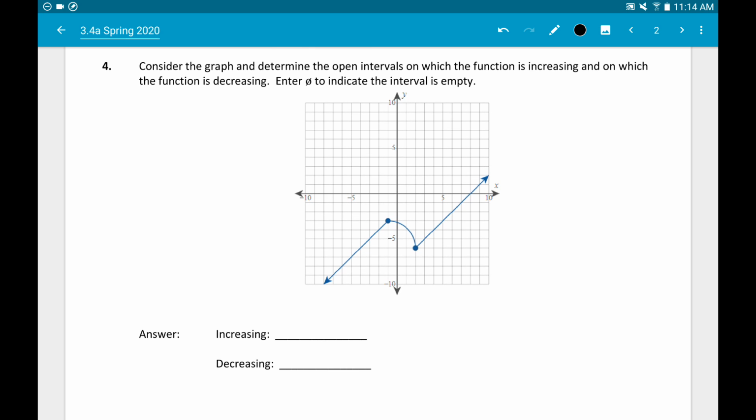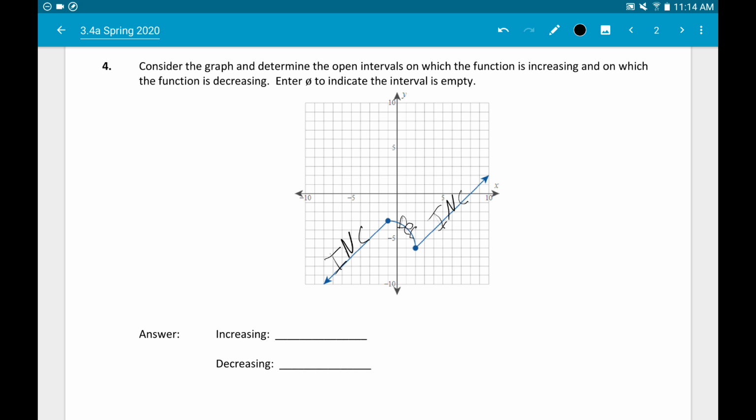Alright, how about this one? If you look at this graph, as we start on the left here, the graph's going upward, so this is going to be increasing. Right here in the middle, it's going back downward, so we'd say that's decreasing. And then it's going back up again. So we've got an increasing interval, a decreasing interval, and then another increasing interval.